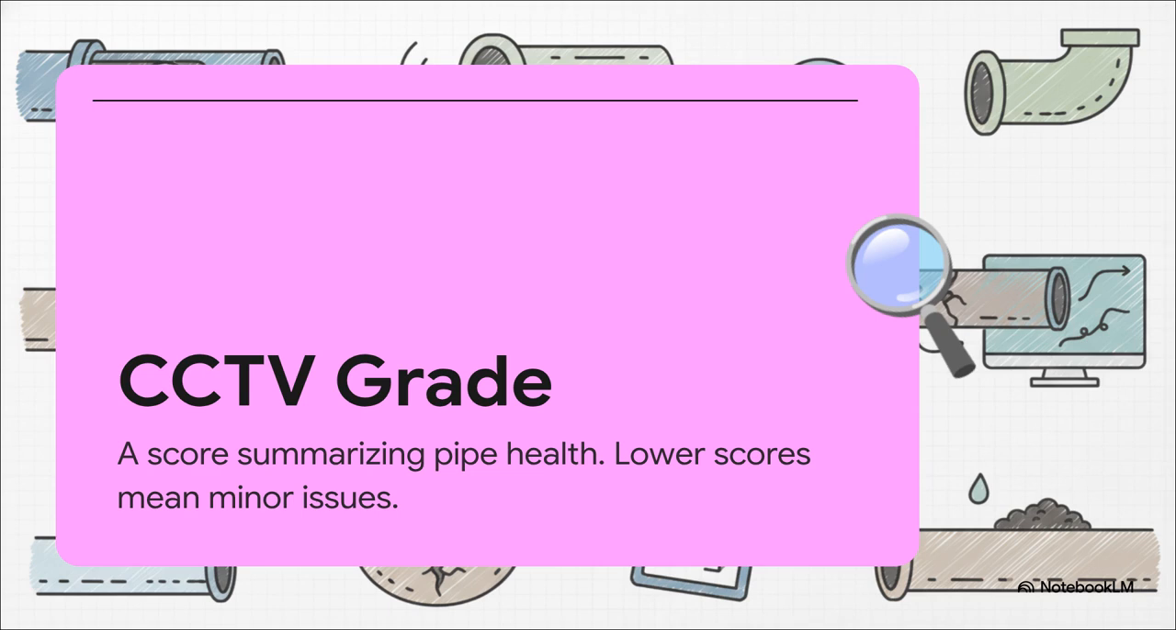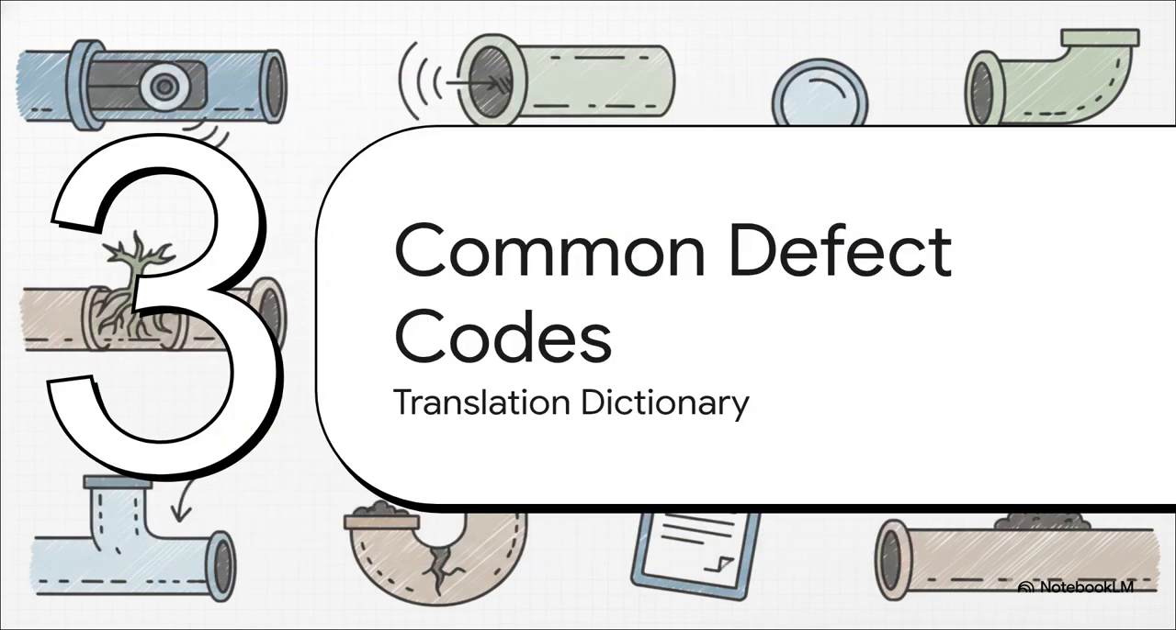Simply put, a CCTV grade is just a scoring system that summarizes your pipe's health. Lower scores generally point to minor, everyday wear and tear. Nothing to lose sleep over. But higher scores, or severe coded results, well, those highlight significant damage that requires some actual intervention. Think of it as a quick, at-a-glance health check. It immediately tells you whether a weird quirk is just a symptom you need to monitor or a severe structural problem needing emergency surgery.